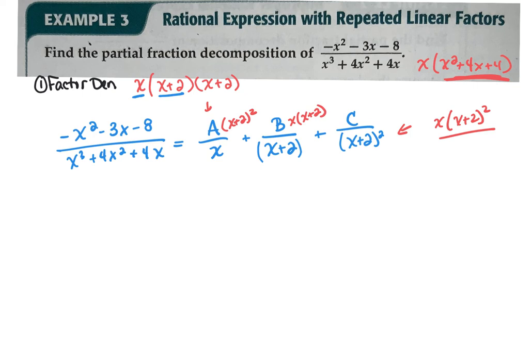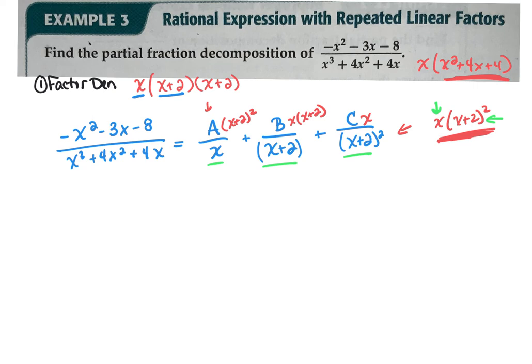What is c missing? Just the x. Okay, everybody see that? So my common denominator is x plus 2 squared. A is missing the x plus 2 squared, right? It has the x, it doesn't have the x plus 2 squared. B is missing the x and one of the x plus 2's, okay? C is missing just the x from its denominator, okay?